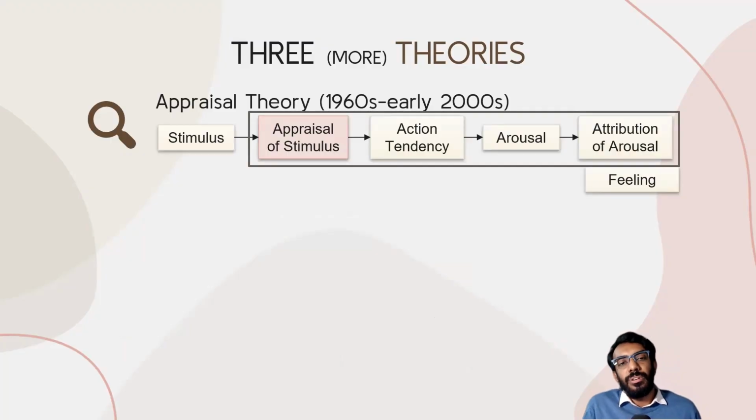So the first one was called the appraisal theory, right? What they said is that there is a stimulus. Before doing anything else, there is an appraisal of the stimulus, right? Whatever stimulus is there, the brain does an appraisal: is this good or is this bad? Is this something that I need to act on urgently? Is this something that I can wait on? Immediately following appraisal, there is an action tendency, right?